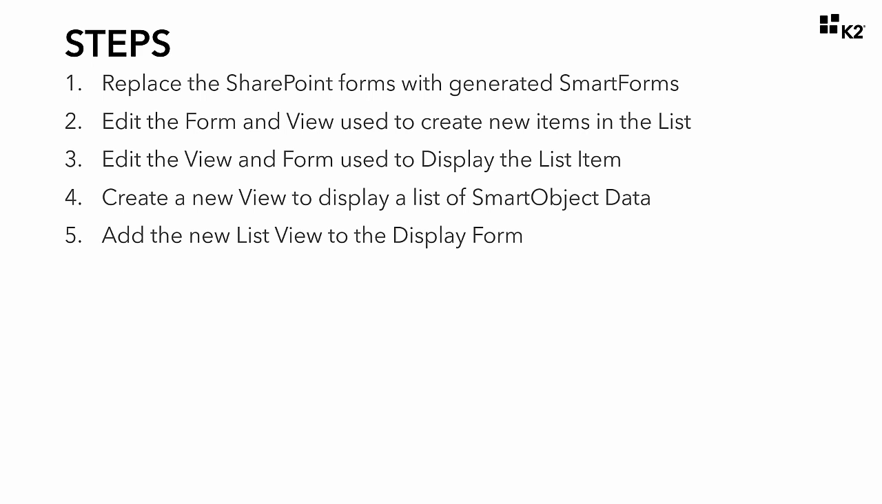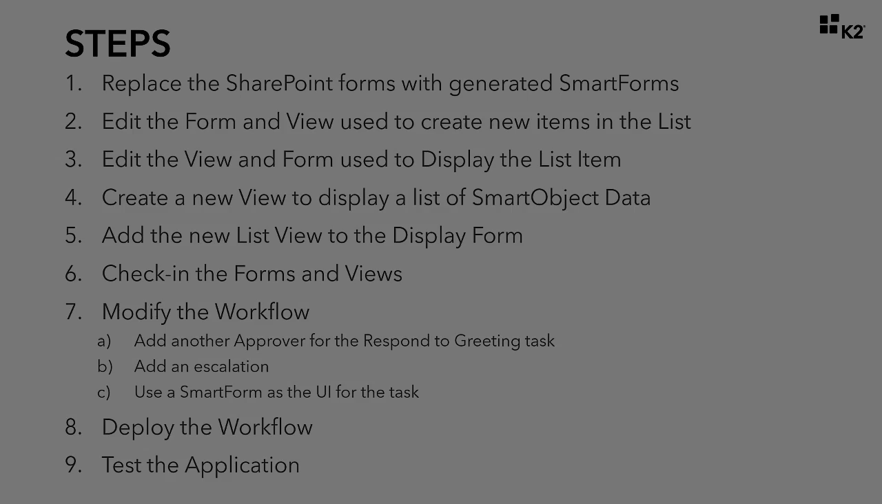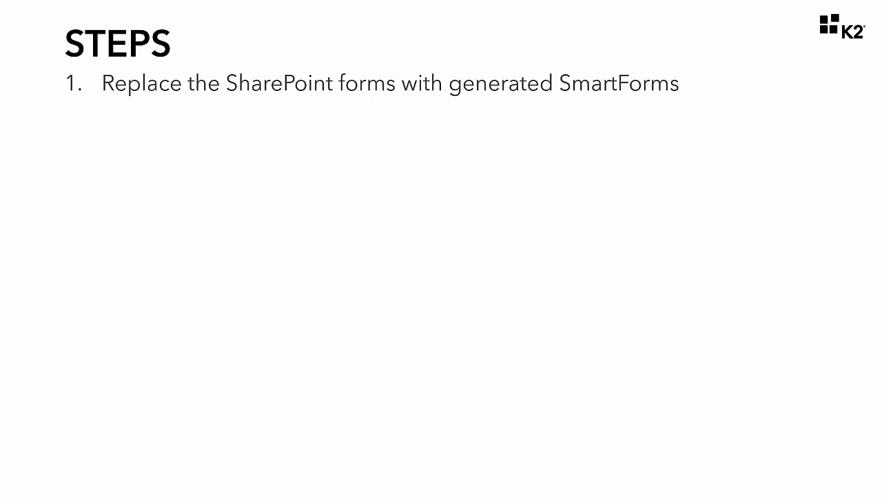We will need to expose the changes to the views and forms from the previous steps to our users. So in step 6, we will walk through how to check in the changes to those views and forms. Step 7 will lead us into multiple steps of modifying the workflow to add another approver, add escalation, and enable a smart form to function as the user interface. Each of these updates will be tied to the Respond to Greeting user task. Then in steps 8 and 9, we will deploy the workflow to the K2 environment and test the application respectively. Now if you're ready, let's dive in and begin step 1.